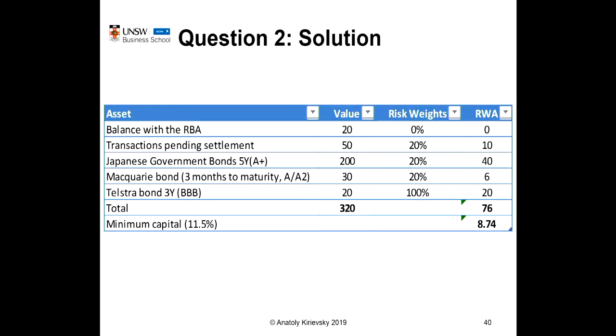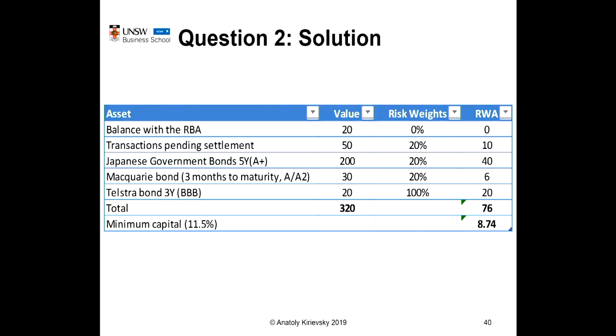Well, what happens now is balances with the RBA, still 0% risk weight. Transaction spending settlement, still 20%. So balances with the RBA 0, transaction spending settlement 20. Japanese government bond. Japan is rated single A. So that's credit group 2. Therefore, the risk weight is 20%.